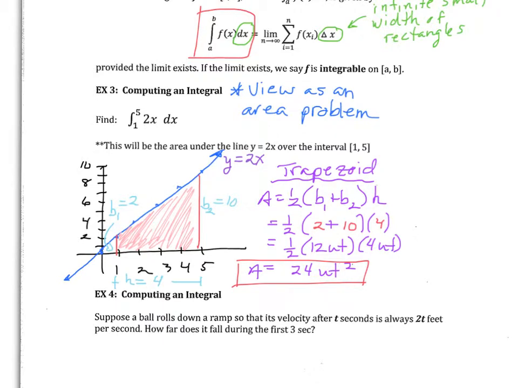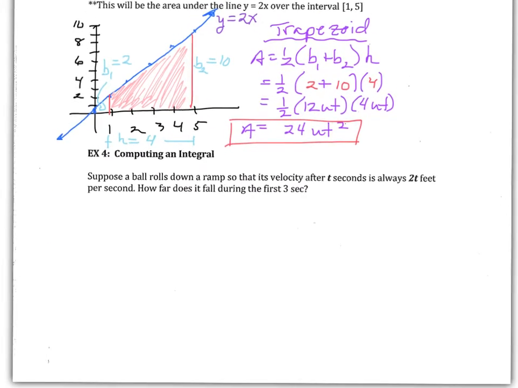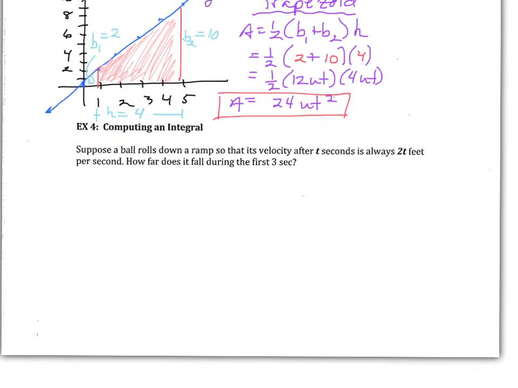So then the last example, we're using the same function, you'll see, because we've got a function of 2t. It says, suppose a ball rolls down a ramp so that its velocity after t seconds is always 2t feet. This is actually f of t, because we're using t this time, not x. So that means y is equal to 2t. Isn't that the same as y equals 2x? But our interval is different. They want to know how far it fell during the first 3 seconds.